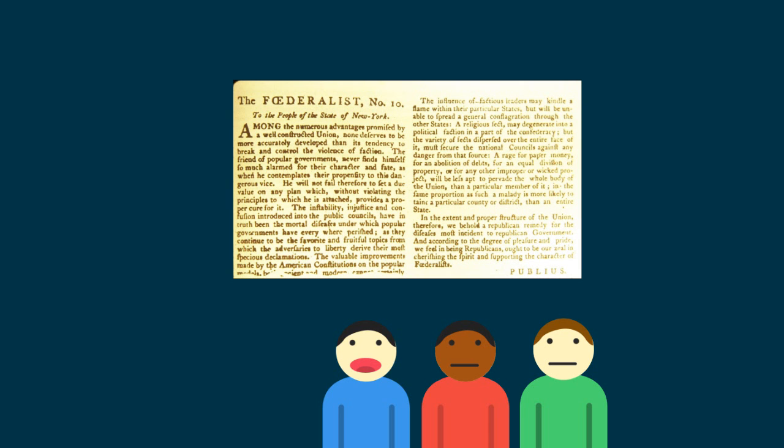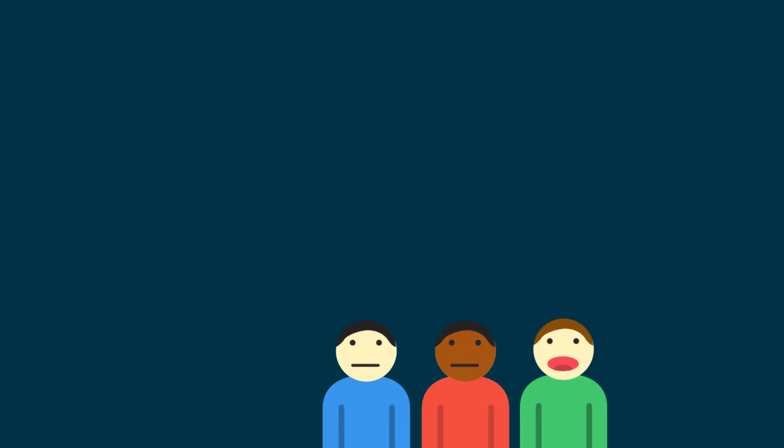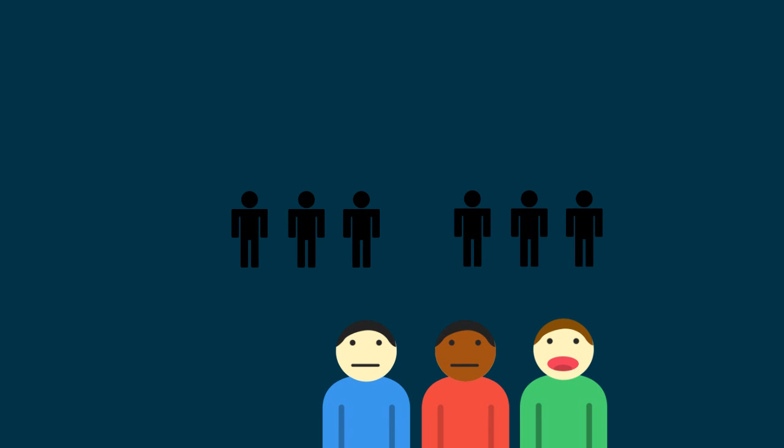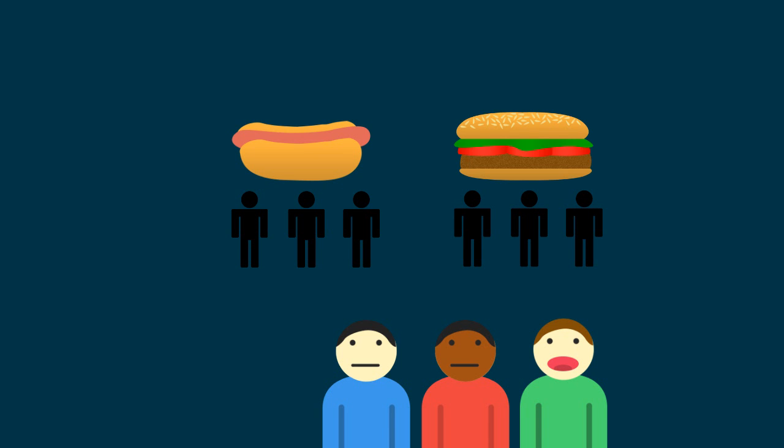We are going to take a look at Federalist Paper number 10 by James Madison. In the paper, he mentions these things called factions. Now, before we jump into the paper, we need to understand what a faction is. Well, basically a faction is a bunch of people who share common interests, sort of like how one group might like hot dogs and another group might like hamburgers.